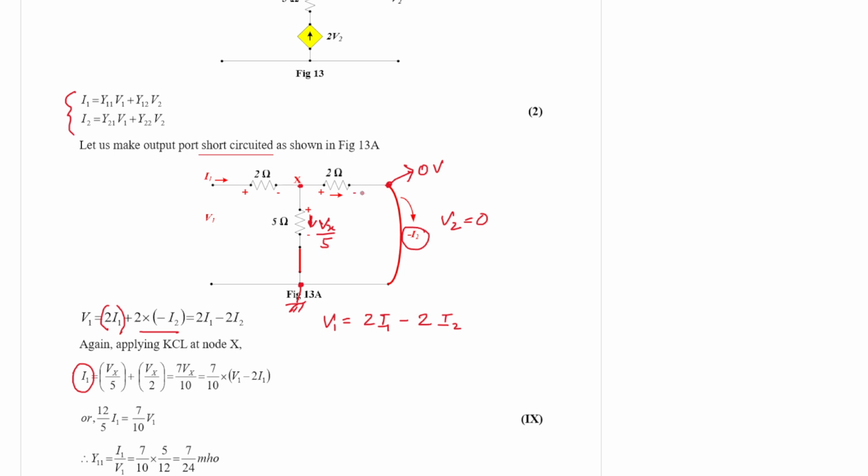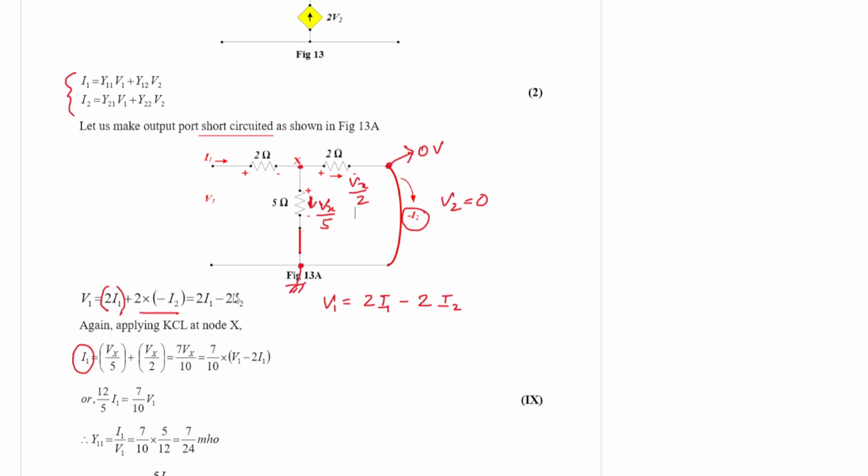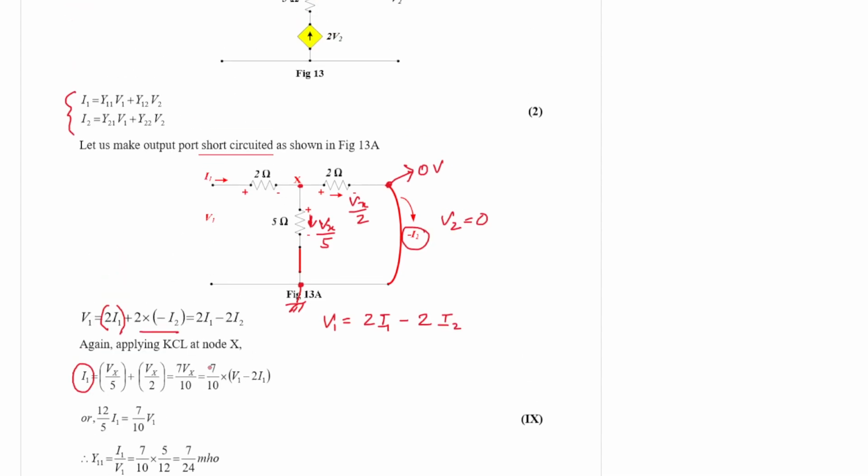So this current is nothing but Vx by 2. So you can say that I1 should be equal to Vx by 5 plus Vx by 2, which is equal to 7 Vx by 10.